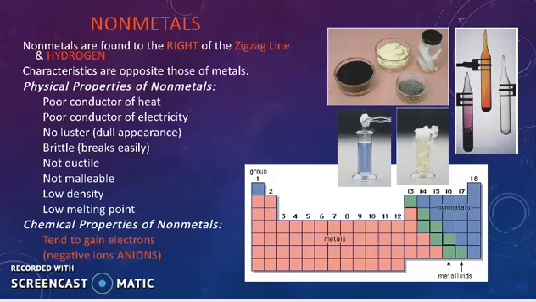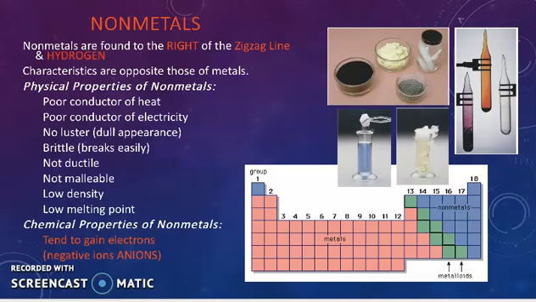They're on the right of the zigzag line plus hydrogen. So not all of them are to the right of the zigzag line because we do have hydrogen that's hanging out over here in the S block, in group 1. Their characteristics are the opposite of those of metals. So you can draw a line and say opposite, opposite, opposite for everything pretty much with nonmetals and metals.